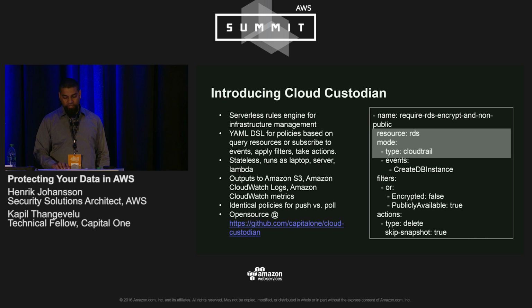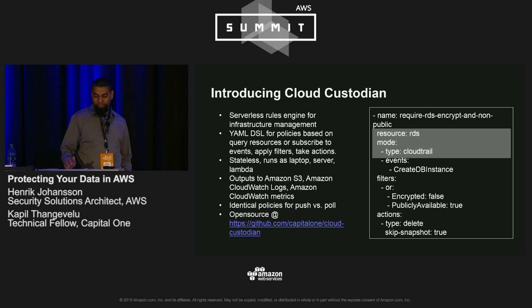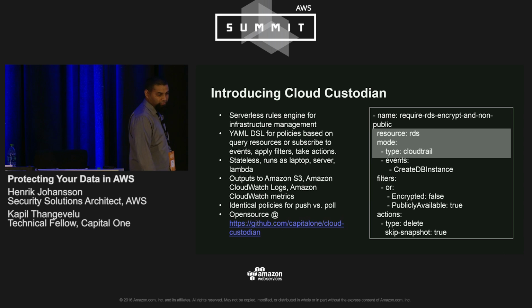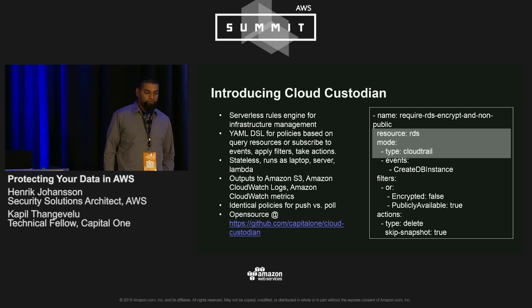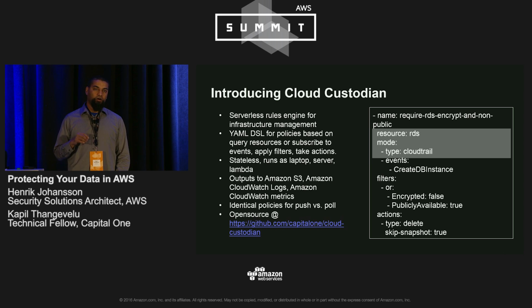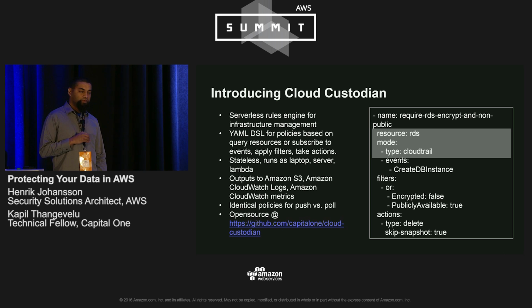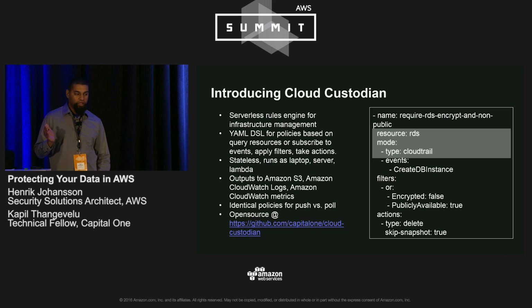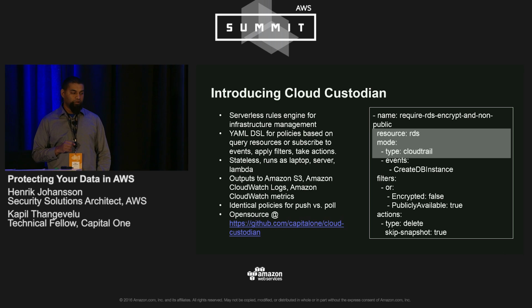I'm proud to announce a new open source project from Capital One, Cloud Custodian. It's a rules engine with a YAML DSL that automatically provisions Lambdas and integrates with CloudWatch events. On the right-hand side, there's an example policy here of basically subscribing to any time an RDS database is created, and then automatically filtering to see if it's encrypted and if it's publicly available. And if either of those two things are true, nuke it. Cloud Custodian is open source today on our public GitHub.